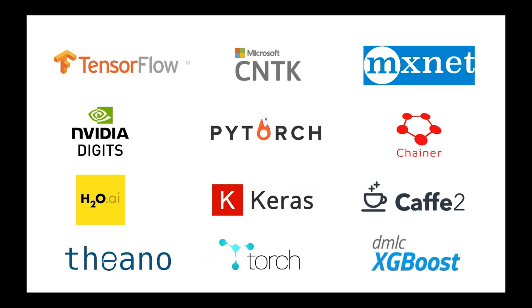From this, TensorFlow is from Google. Microsoft introduced something called CNTK, which is not popular out there. MXNet is from Amazon, and NVIDIA Digits is from NVIDIA, which supports CUDA. And Chainer, Caffe2, Torch, all those are based on C++. Theano was also a Python machine learning package, which has been deprecated recently.